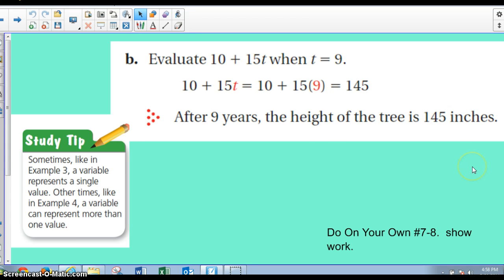Please do the on your owns, number 7 and 8. Show your work, and I'll see you tomorrow in class.